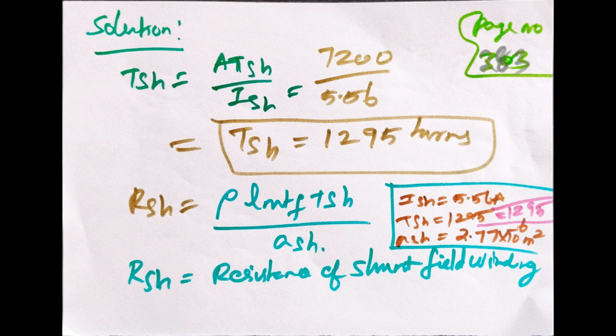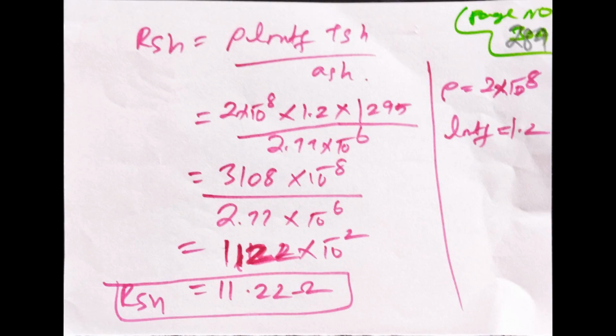RSH is equal to rho LMTF TSH divided by ASH. Given values: ISH is equal to 5.56, TSH is equal to 1295, ASH is equal to 2.77 into 10 power minus 6 meter square. Put in the required values. We obtain the resistance of the shunt field, the RSH value. Continuation of the solution: RSH is equal to rho LMTF TSH divided by ASH. Put in the required values. We obtain RSH is equal to 11.22 ohm. Rho is 2 into 10 power minus 8, and LMTF is 1.2.